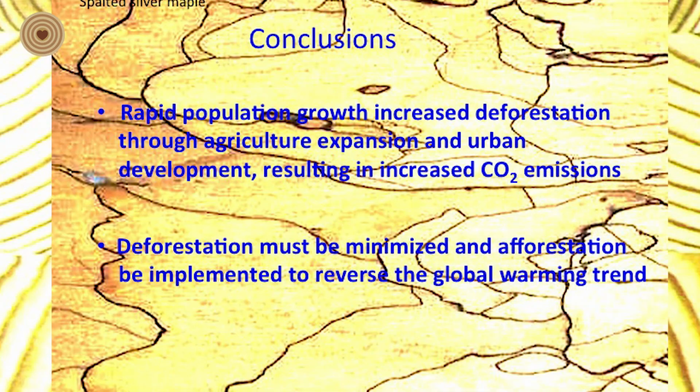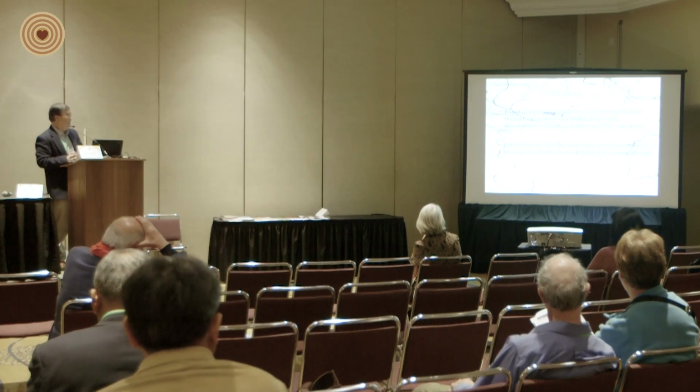I will conclude with these 2 points. Rapid population growth increases deforestation through agricultural expansion and urban development, resulting in increased carbon dioxide emissions. And second, deforestation must be minimized and afforestation must be implemented to reverse the global warming trend. So that's my conclusion.